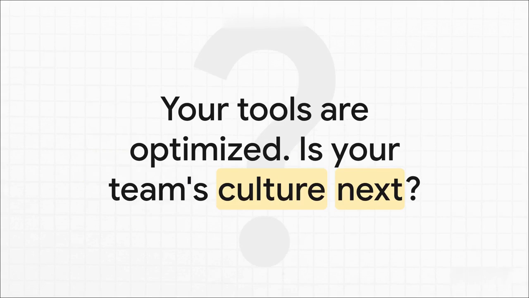So you've done it. The tables are optimized, the queries are tuned, the storage is automated, the tech is solid. But let me leave you with one final question to chew on. What about the people? Because the biggest optimization you can make isn't technical at all. It's cultural. The real win is when every single person on your team starts thinking about cost as a core feature of their work. That's the holy grail. So your tools are optimized. Is your team's culture next?